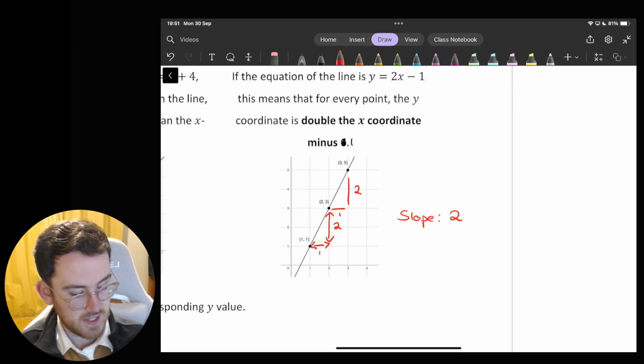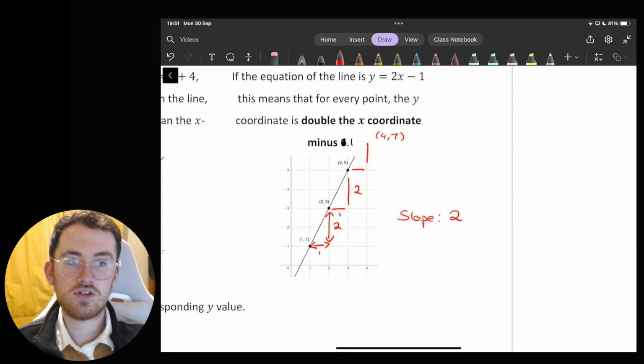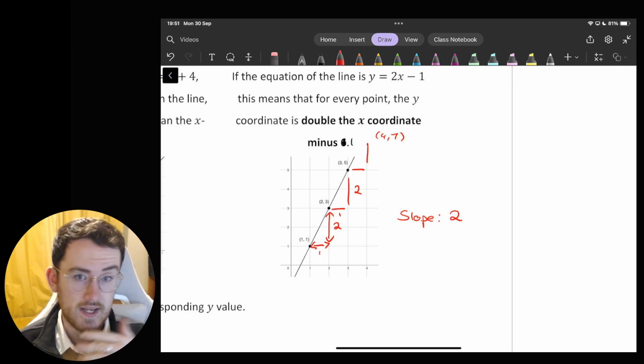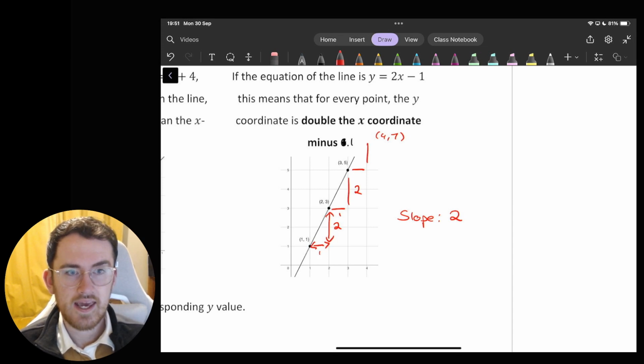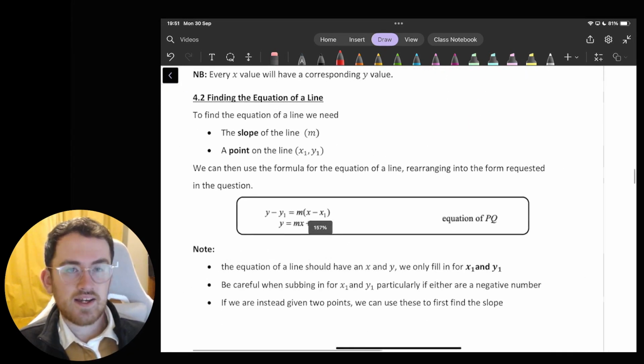So to find my next point on the line, I might go over 1 to an x coordinate of 4, and I go up 2 to a y coordinate of 7. So I would theorize that maybe 4, 7 would be on the line, and indeed if we do 2 times 4, get 8, take away 1, we get 7. Okay, so we can see how slope also has a role to play in this relationship as well. So let's move into then finding the equation of the line.